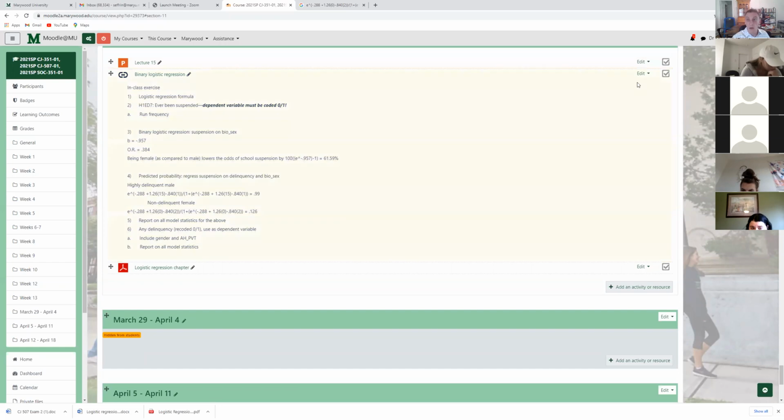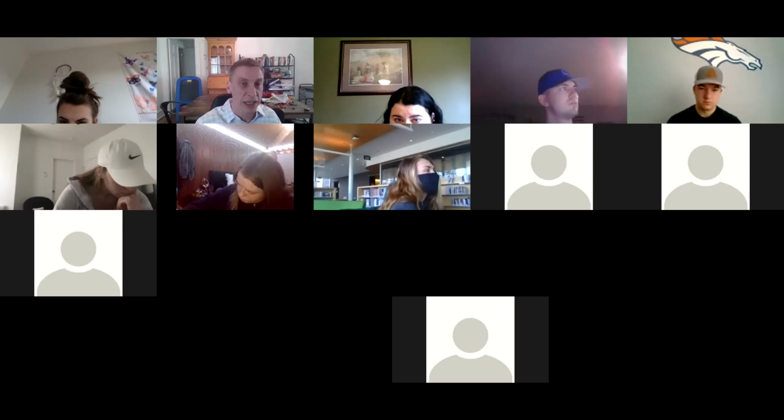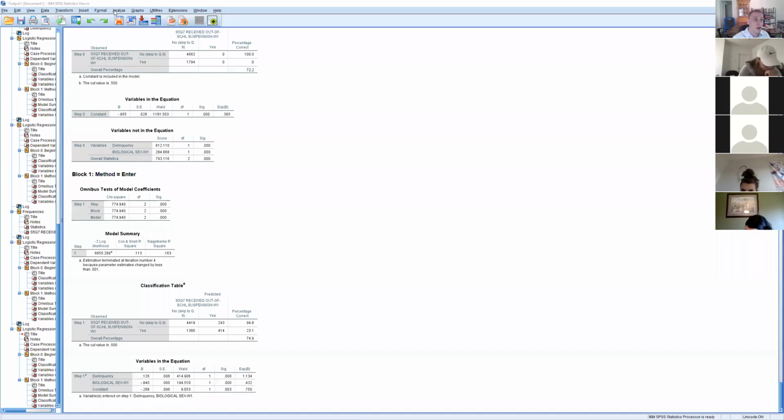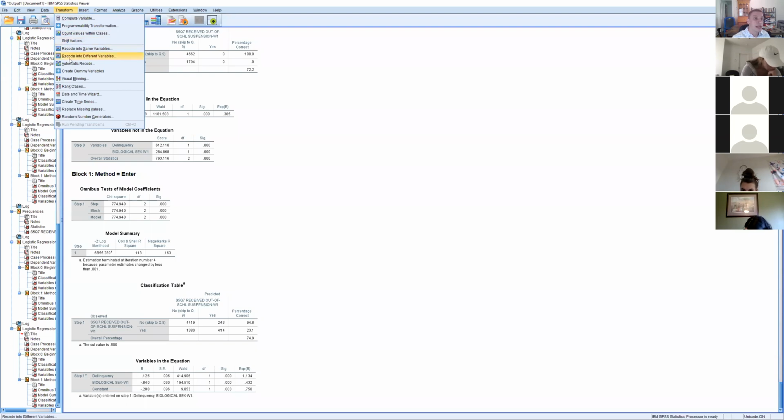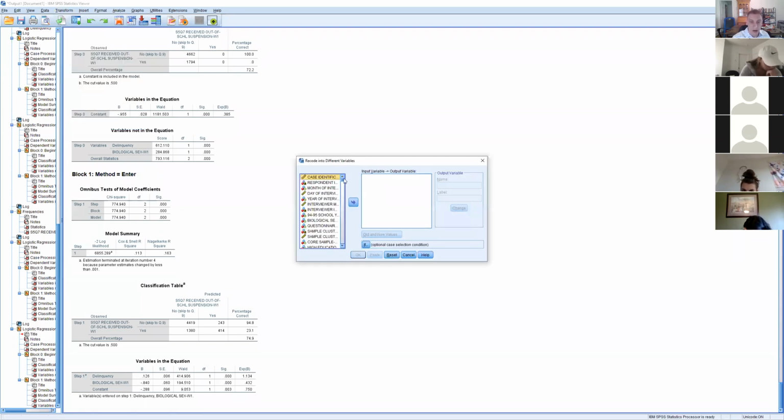Okay, so first of all, what I want to do is recode my delinquency. So I have a dummy variable, delinquency indicator. What I want to do is go to Transform, Recode into Different Variables. Let me reset this stuff. Let me go to my delinquency variable, and I'll just call it dummy delinquency. You have to hit Change, then Old and New Values.